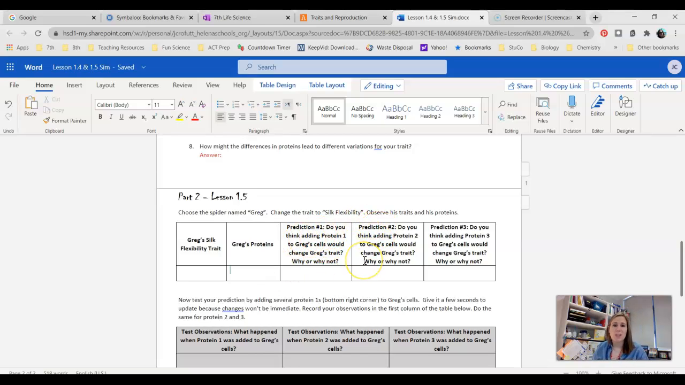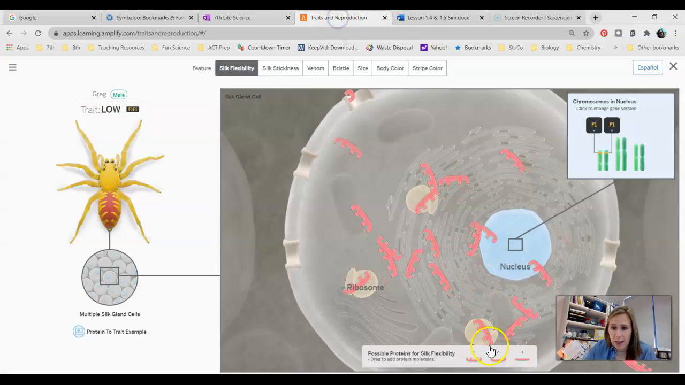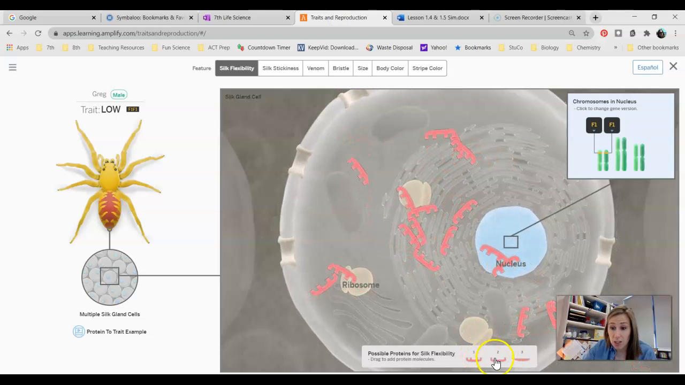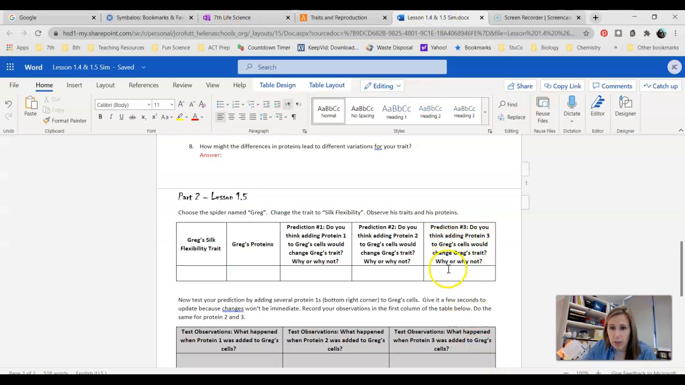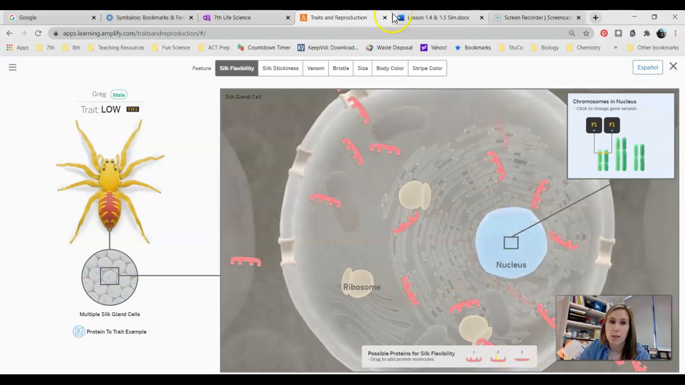So prediction number 1, do you think adding more of protein number 1 to Greg's cells would change Greg's trait? Why or why not? So he already has protein number 1, and that's all he has. If we were to add more of protein 1, do you think that would change his flexibility? Prediction number 2, do you think adding protein number 2 to Greg's cells would change Greg's trait? So now if we went in and we were to add this type of protein, would that change his trait? And finally, prediction number 3, do you think adding protein 3 to Greg's cells would change his trait? So protein 3 was this one that had no little connectors on it.